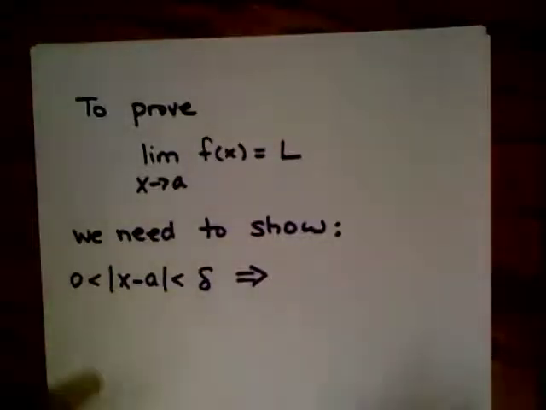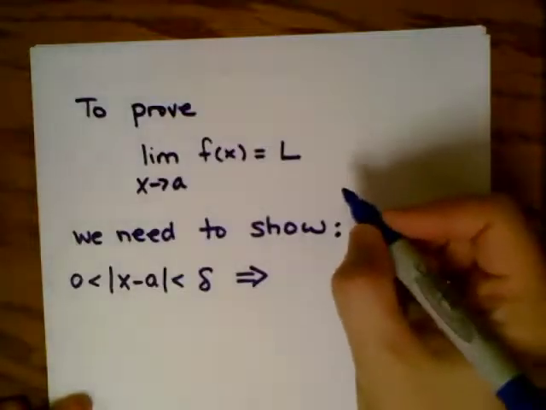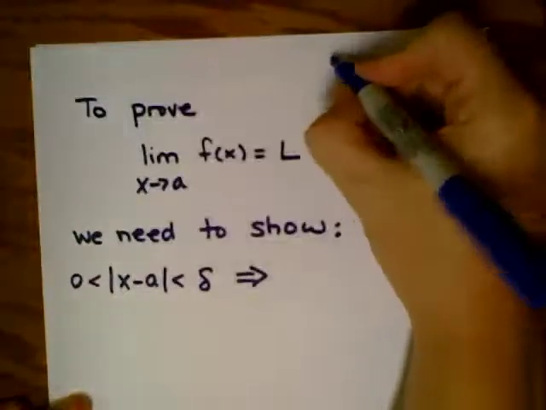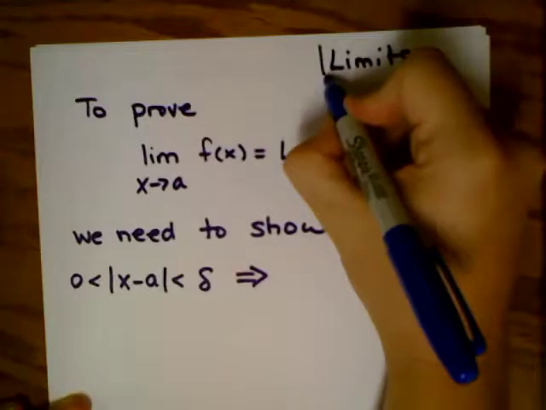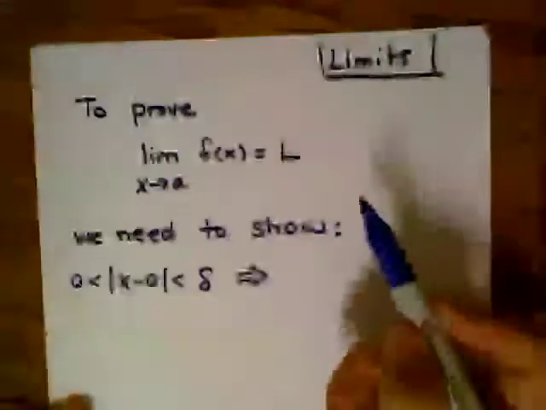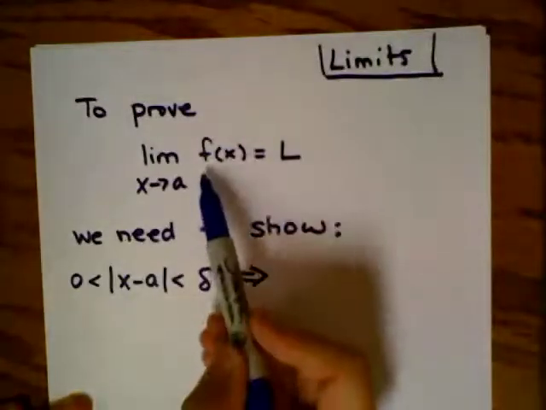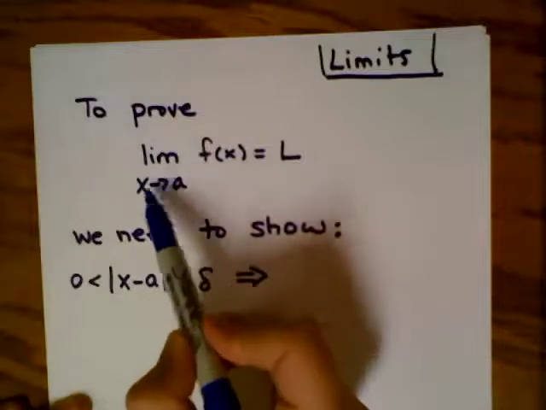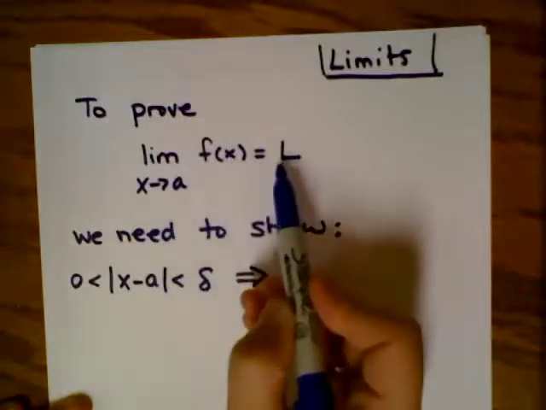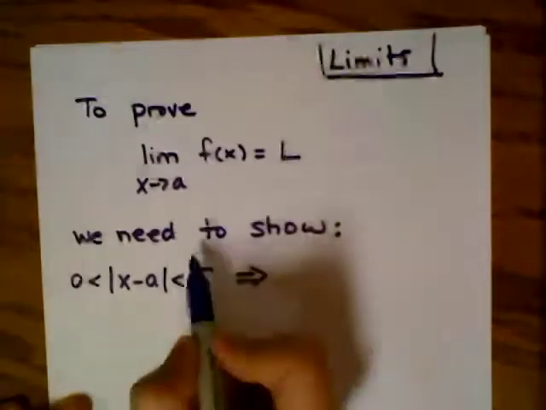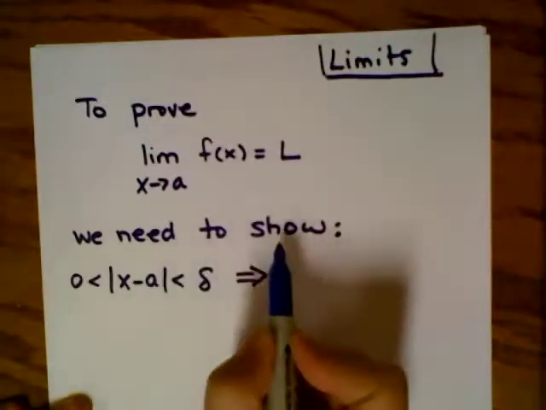Welcome back. This is an example of proving that limits exist. In general, we're going to prove that the limit as x approaches a of a function f of x equals L. And according to the definition of limit, we need to show the following.